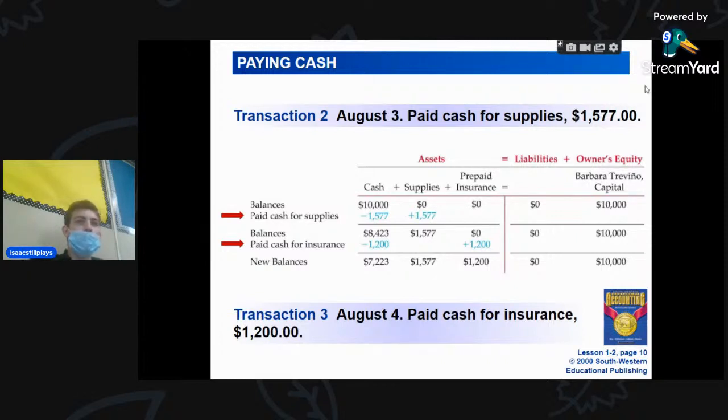All right. So if I subtracted $1,200 there, I'm going to add it to my insurance. So nothing's going to happen here, right? So I'm going to bring down my 1577. Everybody good with that? But I'm going to add 1,200 to this insurance. So I'm going to have 1,200 here. Nothing happened over here. So it's still 10,000.